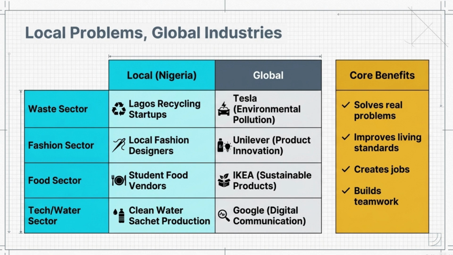Now let's look at real-life examples. In Nigeria, we have waste recycling startups in Lagos, local fashion designers solving clothing needs, student food vendors in schools, clean water sachet production. Globally, we have Tesla solving environmental pollution, Unilever product innovation, IKEA sustainable furniture, Google solving digital communication problems. Why is this important for you?